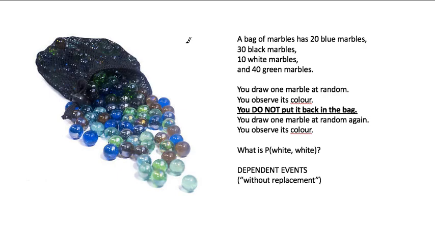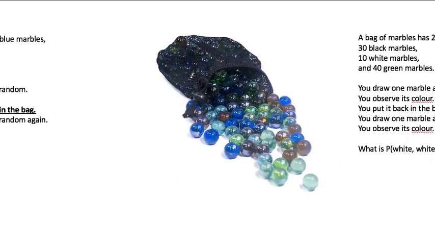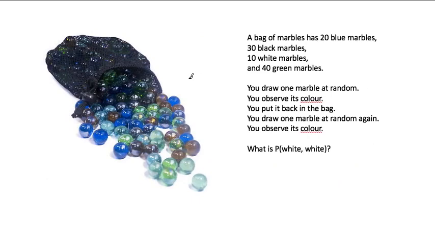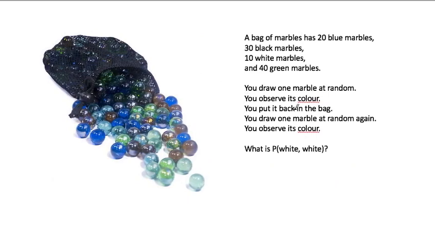Whatever color that is, since it didn't go back in, that's going to affect the composition of your outcomes in here. Okay, so let's do the actual examples to illustrate. Here, this example, since I'm putting it back in the bag, this is with replacement, this is independent probability.